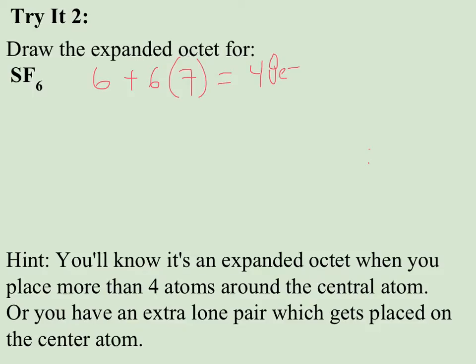And similar to my example that I already worked, I see that sulfur is going to be my center atom, and that means 6 fluorines are going to be placed around this. So this is very much an expanded octet. I've got 12 electrons, 6 pairs around the sulfur atom. And then each fluorine is still going to need its 3 lone pairs. It's going to get kind of crowded here.